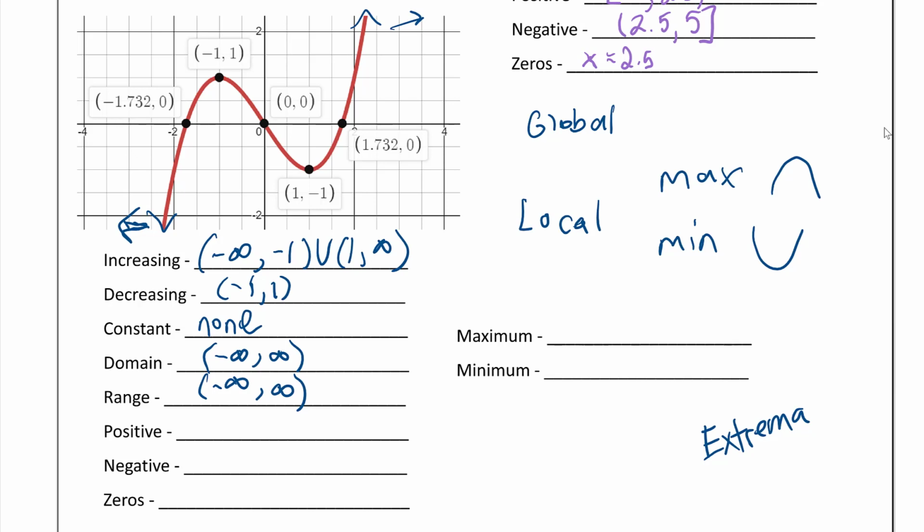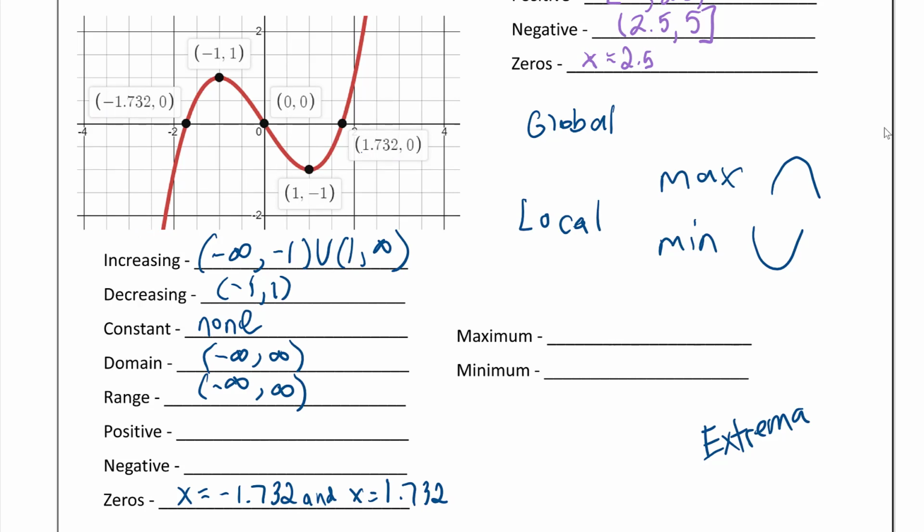Our zeros here are some decimal numbers. I think this works out to be the square root of 3 and negative square root of 3. But we have the decimals here, so we'll just put those. We have zeros at x equals -1.732 and at +1.732. And then let's look for our negatives and our positives.